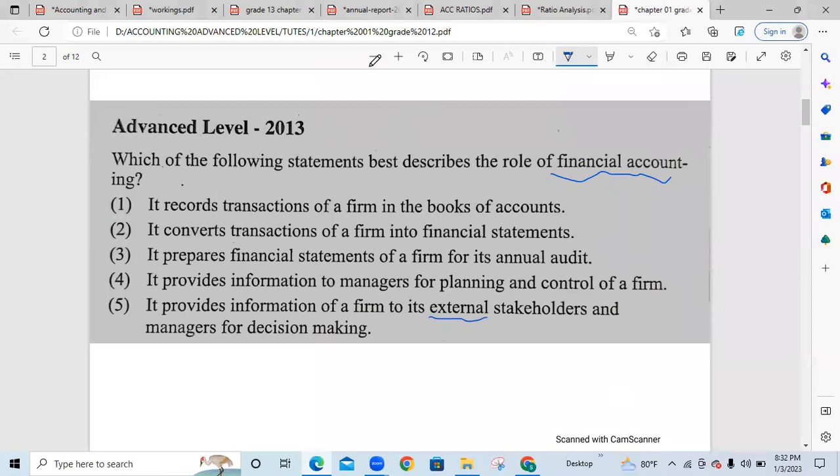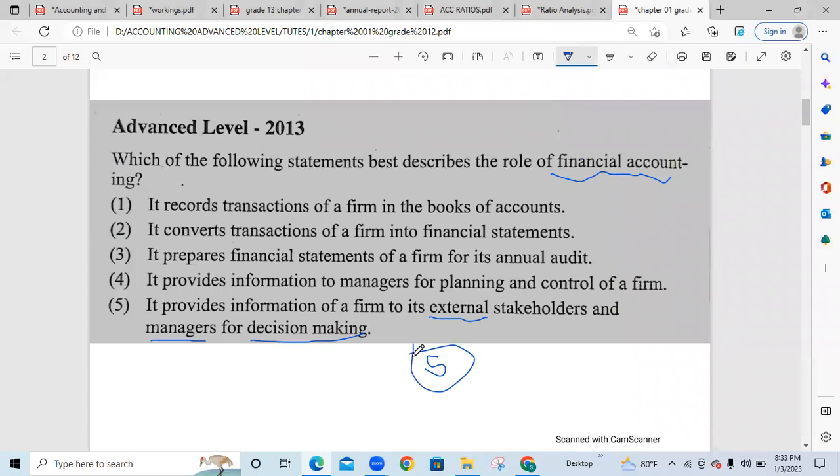And not only external. Guys, financial accounting, you can use it by whom? External and internal managers. Why? Decision making. Usually you prepare financial accounting for external, but internal people can use it. If they ask you to write the definition, you will most of the time say external only, even though internal can use it. Your main purpose is not to give it to internal, but internal can use it. Understood? But here the most appropriate answer is the fifth one.